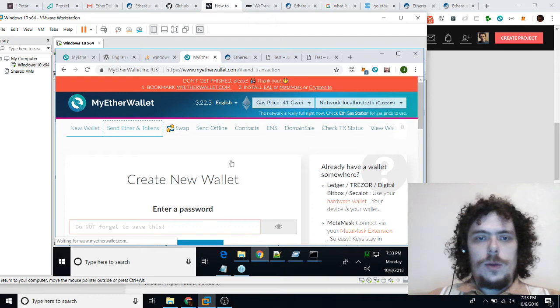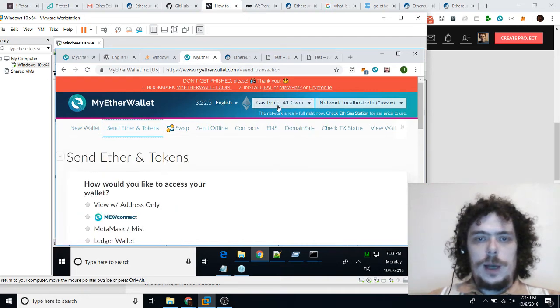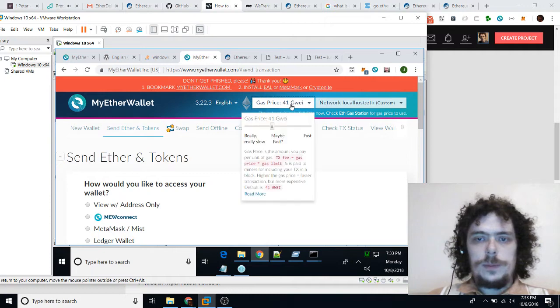So if I was to send Ether and tokens, we can actually see the gas price is set up here universally across all of MyEtherWallet. So it tells you how fast it might be. We're going to look at how to analyze the blockchain and see how fast it will be when you set whatever gas price and gas limit. But it's maybe fast, really, really slow, or fast.